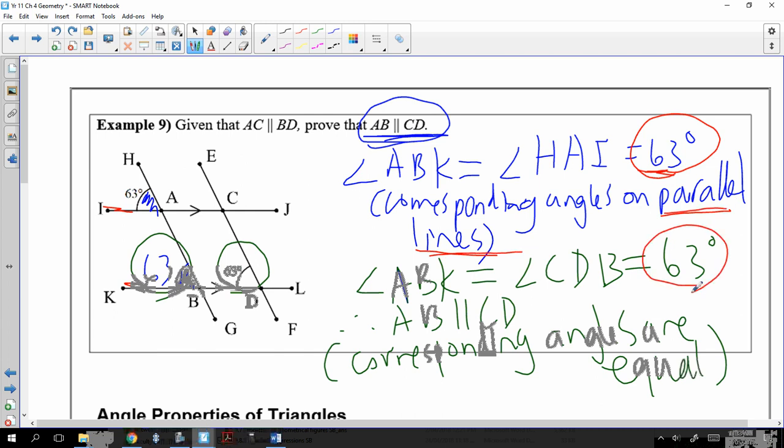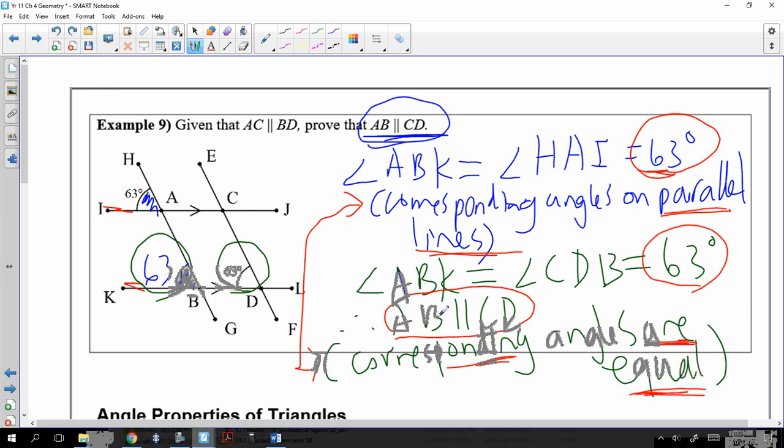See the difference between these two? Because they're equal, then we conclude it is parallel. Get the idea? One is using that the lines are parallel to find the corresponding angles. The other one is given the corresponding angles are equal, therefore it's parallel. So it's a different conclusion here. Can you see the difference? Hopefully you can see the difference. Okay.